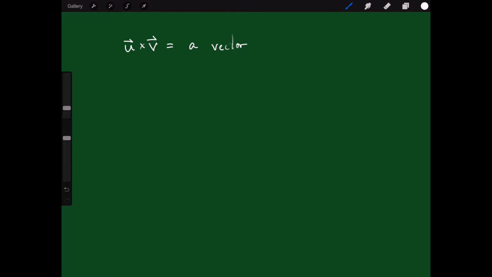So in some sense, you kind of can think of there's two different types of multiplication for vectors. You can multiply two vectors together and get a scalar. We call that the dot product. And you can multiply two vectors together and get a vector. We call that the cross product. Okay, so if you take u dot v, then you get a scalar.